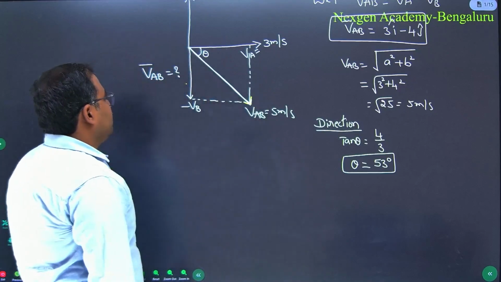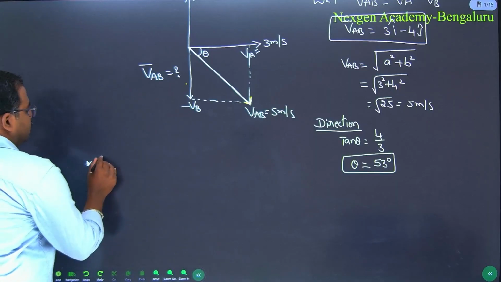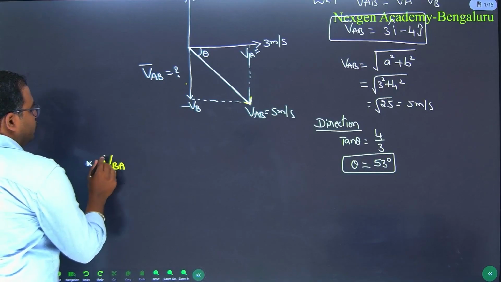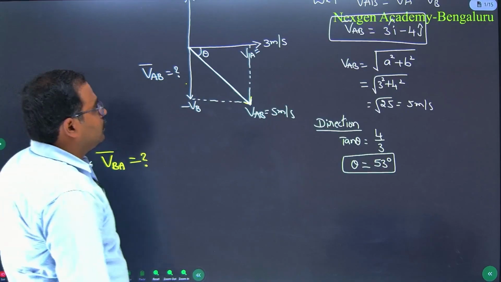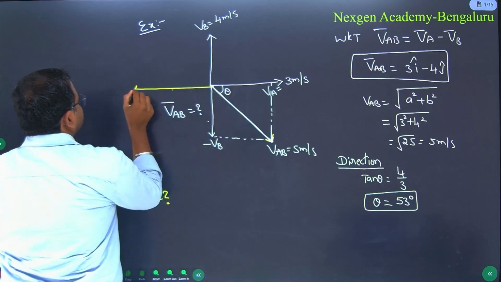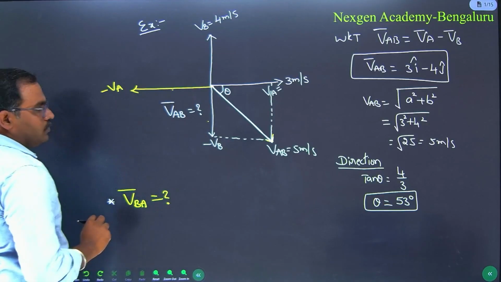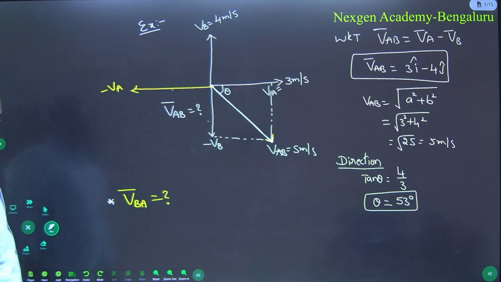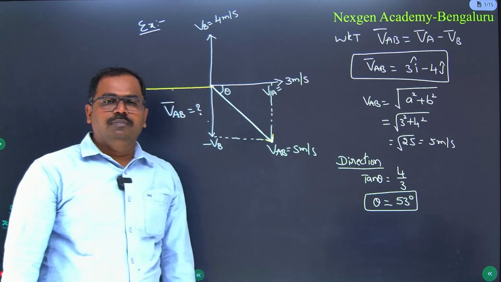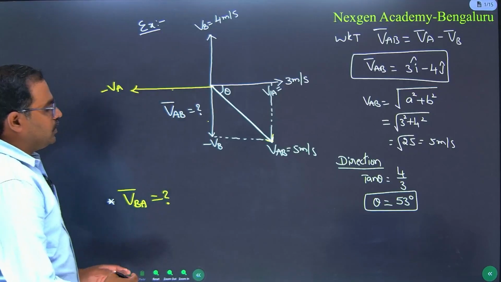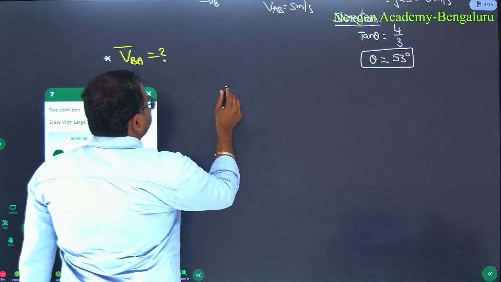Same question, if they ask the relative velocity of B with respect to A. Let me take the same question. This is the direction of minus of VA. Then what is the direction of this VBA and what's the magnitude of VBA? We have to take the diagram once again so that we'll have clarity. Look at this.